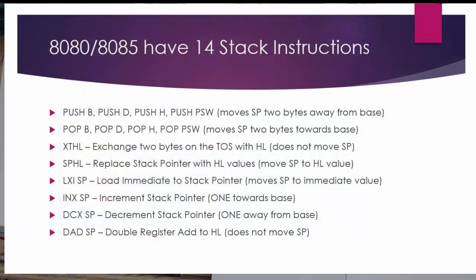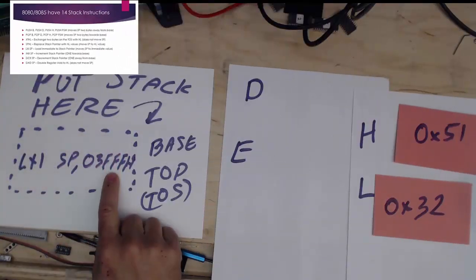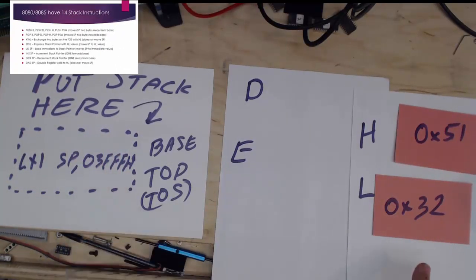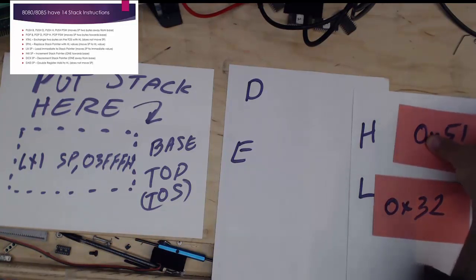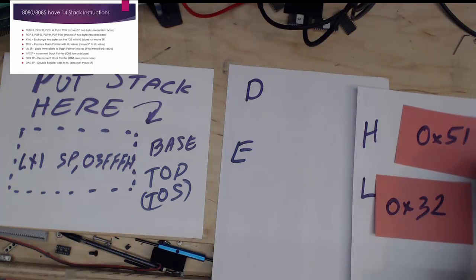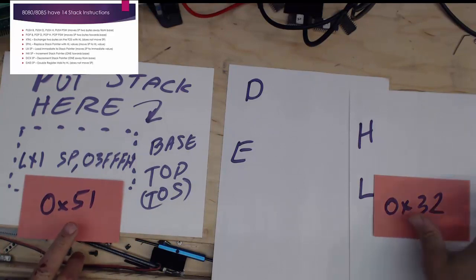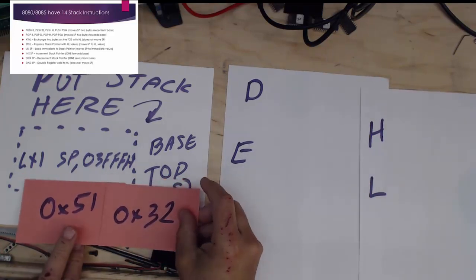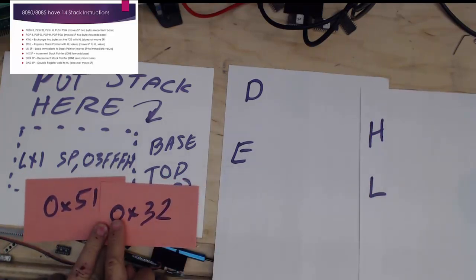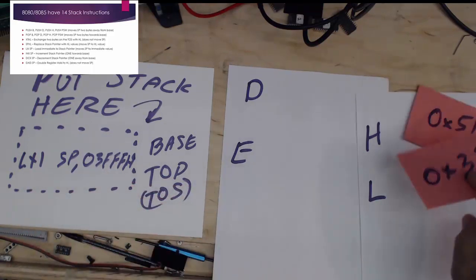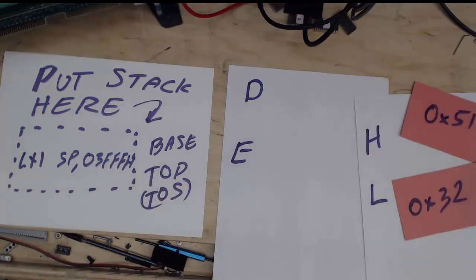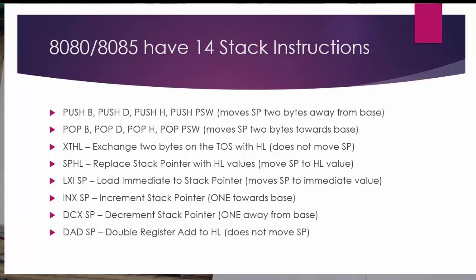The SPHL is different. It's replacing the address of the stack, so that 3FFF, it's replacing that with whatever's in the HL pair. So if we do SPHL, that's going to change this 3FFFH to 5132. Okay, so that would change it from that address to this address. So with the XTHL, we're working with the data. With the SPHL, we're actually changing the pointer.